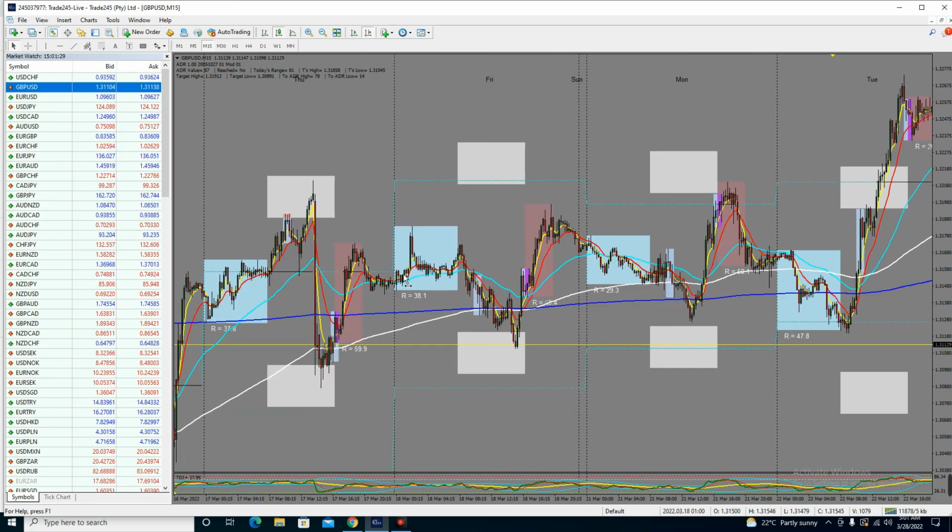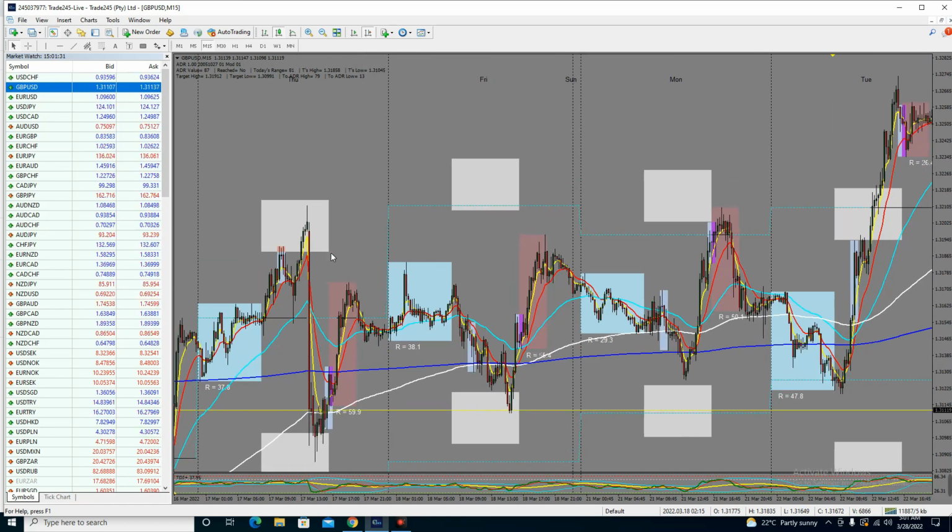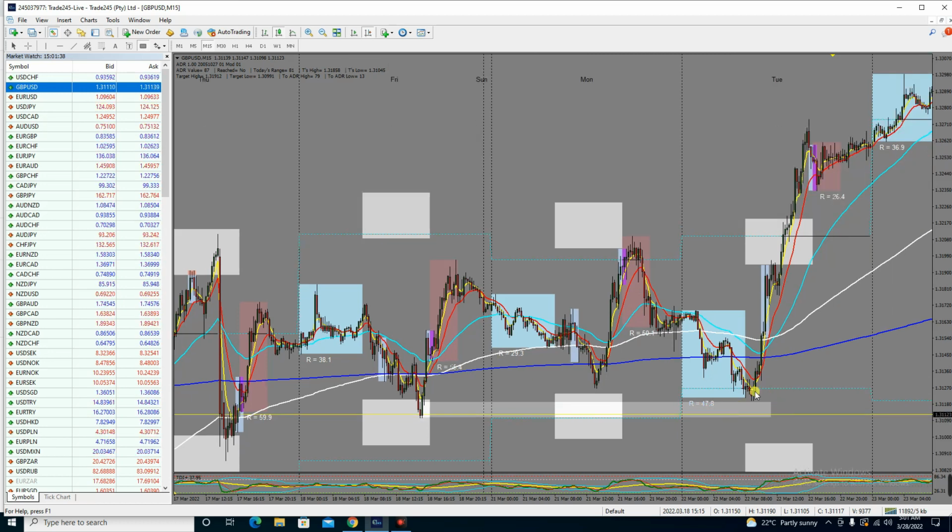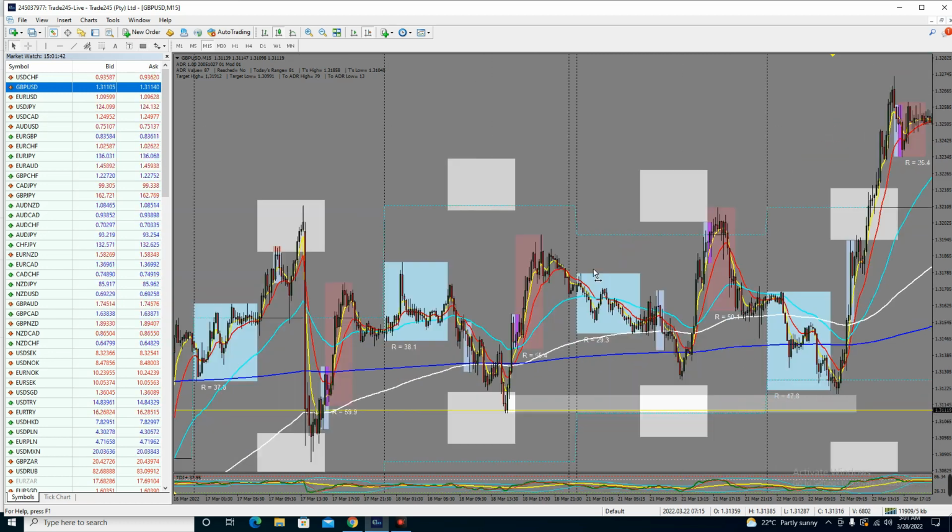Right, but then these moves will always be there, guys. I mean, something like this, as you can see, inducement down there, this being our order block. Although price didn't reach it, as you can see, look at how price reacted right there and how it moved to the upside. Right.